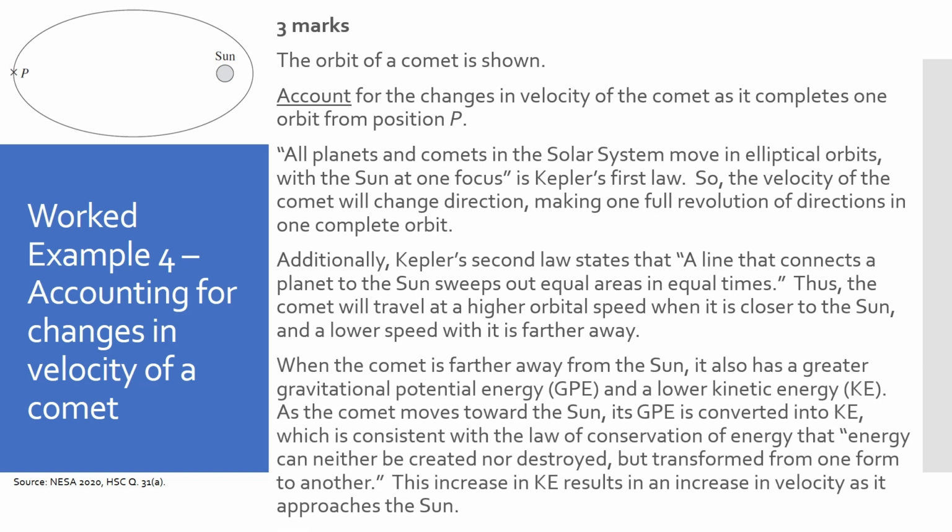When the comet is farther away from the Sun, it also has a greater gravitational potential energy and a lower kinetic energy. As the comet moves toward the Sun, its gravitational potential energy is converted into kinetic energy, which is consistent with the law of conservation of energy, that energy can neither be created nor destroyed, but transformed from one form to another. This increase in kinetic energy results in an increase in velocity as it approaches the Sun.